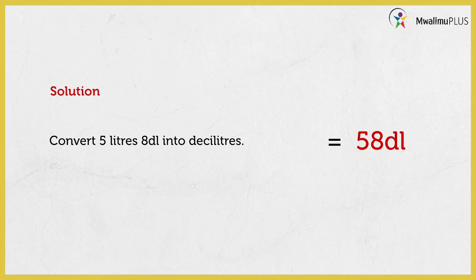58 dl. Remember to write dl because we are talking about units of measurement, that is capacity. If you don't write the unit, somebody can think of something else. So it's very important to indicate the units that are used. So you find that when we convert 5 liters 8 dl into deciliters, you get 58 dl. Is that one okay, learners? Good. Now that gives us a step ahead to look at another example.